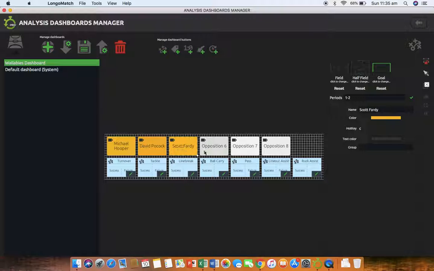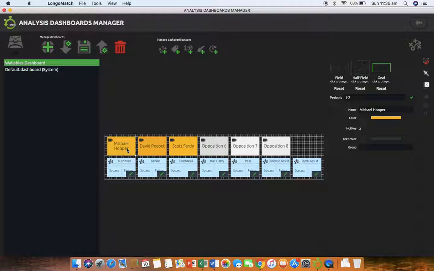In terms of line out assist, these players of 6, 7, and 8, Hooper, Pocock, and Fardy, are virtually always involved in the line out in some way. So if there was a line out and the Australian team did get the ball back, that would actually be line out assist success. If they were involved in the line out and they did not get the ball back for whatever reason, that would be line out assist failure.